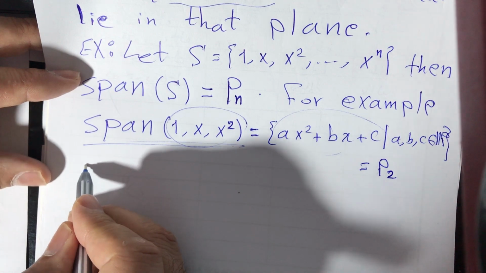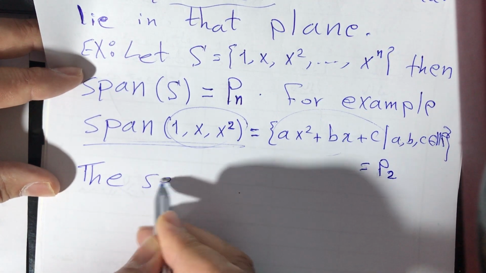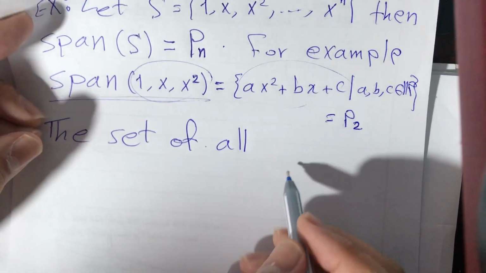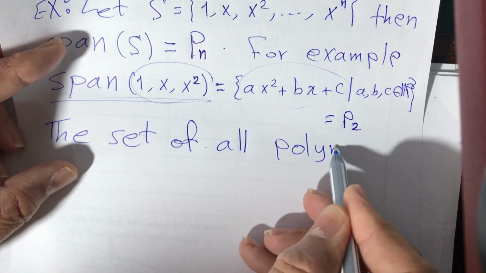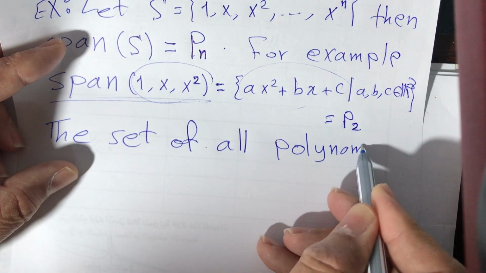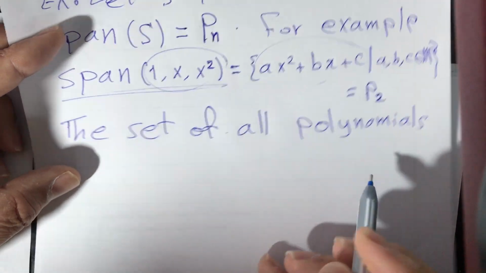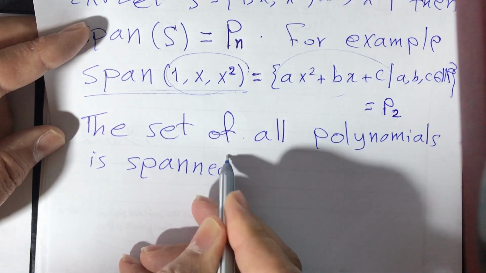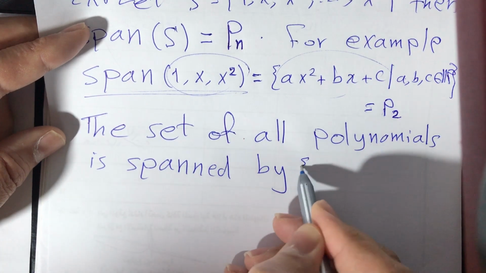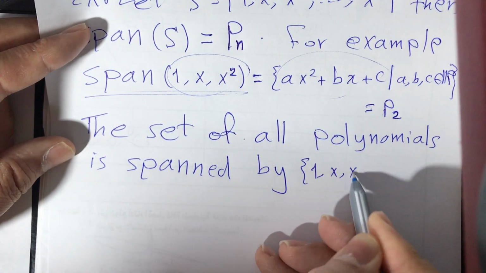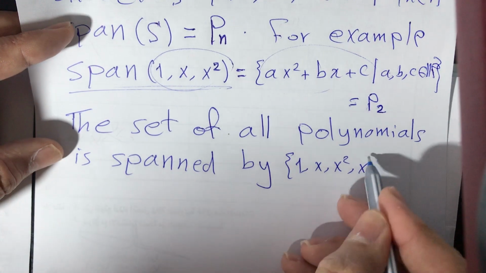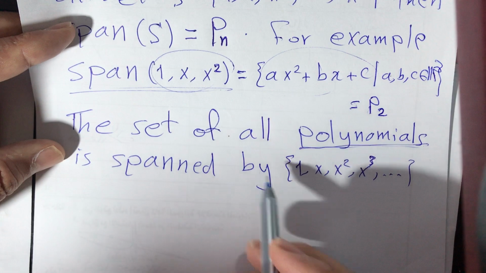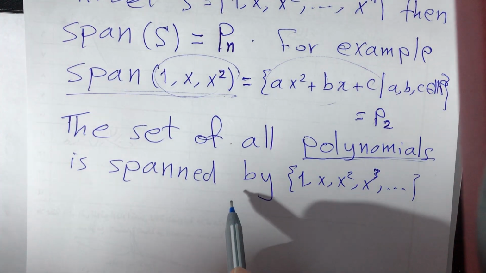The set of all polynomials is spanned by 1, x, x², x³, and so on. Polynomials mean متعددة حدود.